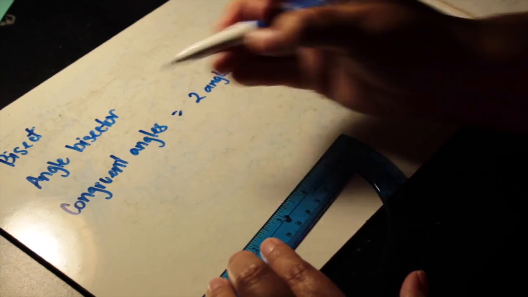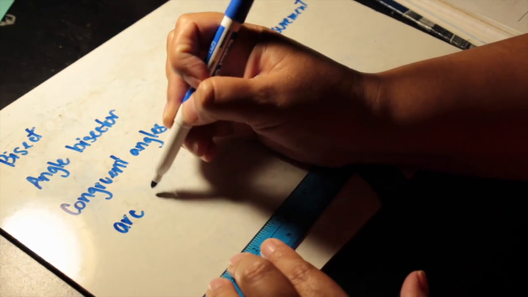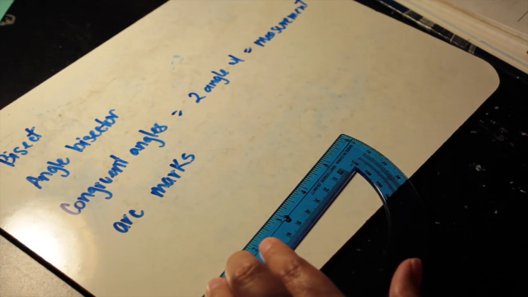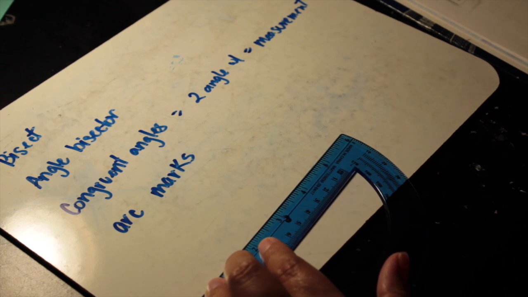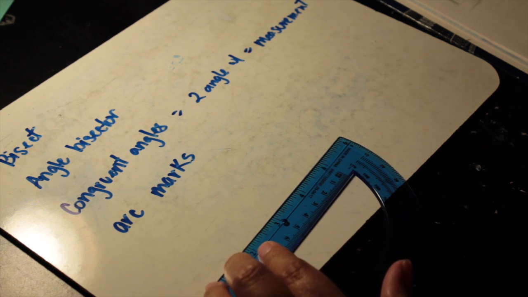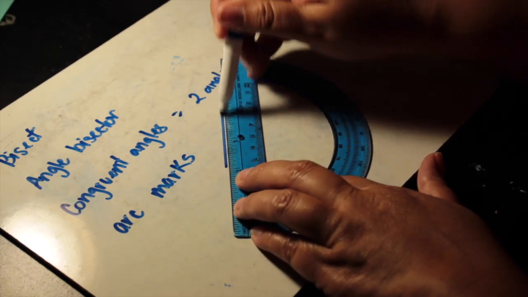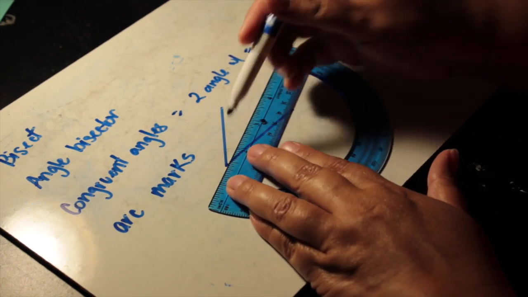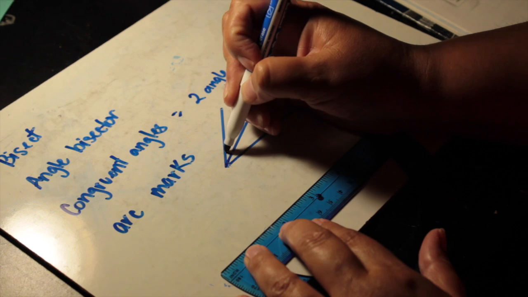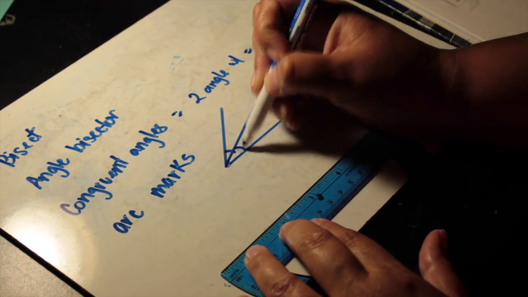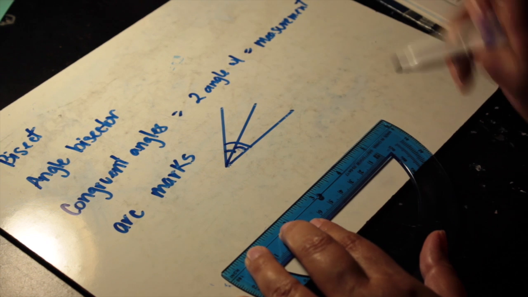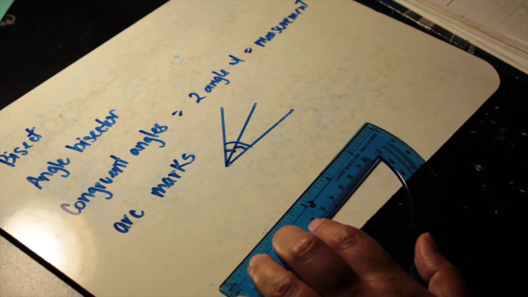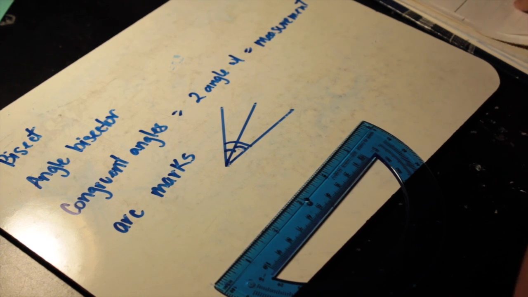Okay, and then the last one we're going to define is arc marks. That's just what it sounds like. It is basically just marks that are on angles. For instance, this angle, that's an arc mark. This is an arc mark. This is an arc mark. Okay, so now with that in mind, let's go ahead and do example 4.